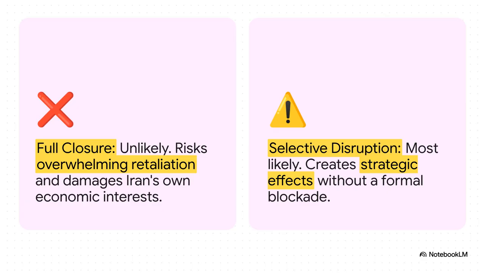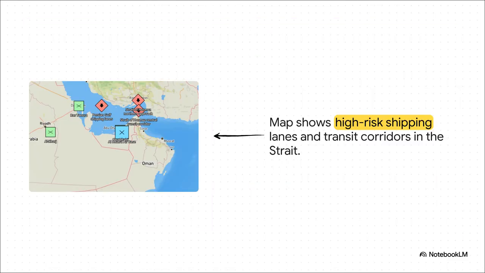Well, our assessments indicate with high confidence that the strait does remain open. A full closure is unlikely. Why? Because it would almost certainly trigger an overwhelming military response, and it would also damage Iran's own economic interests. So the most likely course of action seems to be selective disruption, a way to exert pressure without a formal blockade. And this map really shows you that operational environment.